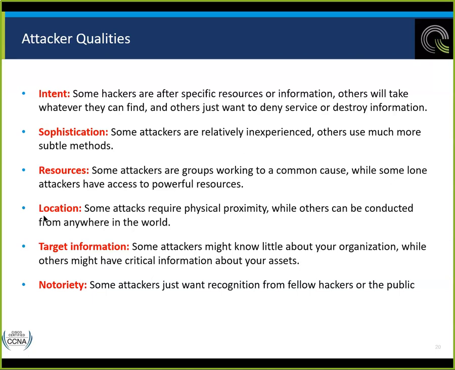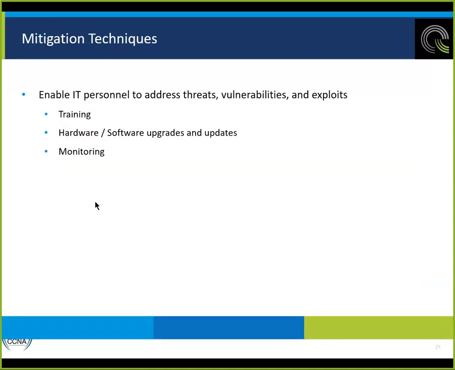And then the notoriety, some of them just want recognition, that I did this. Did you see what I did? How I defaced that website, how I brought that website down, how I did this, how I did that. The mitigation techniques, and the one there at the top, training, is the big thing. Why is there so much phishing going on? So much phishing going on because somebody's clicking on that stuff. And somebody's giving away a lot of money clicking on that stuff, and a lot of information clicking on that stuff. So training is a big deal. Hardware and software upgrades and updates. Hardware, we can only do so much with devices to protect.